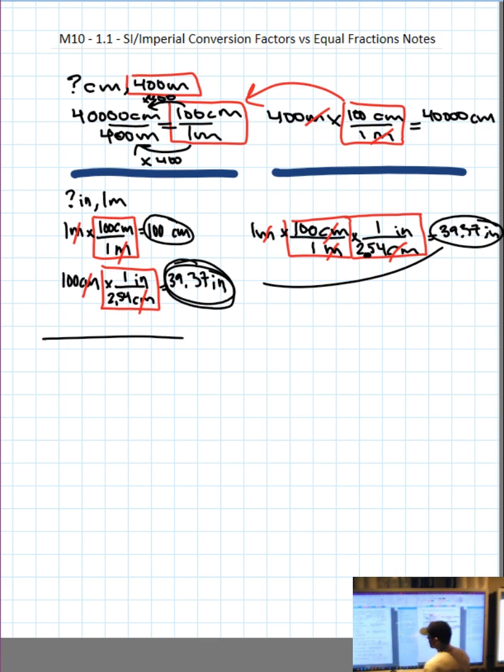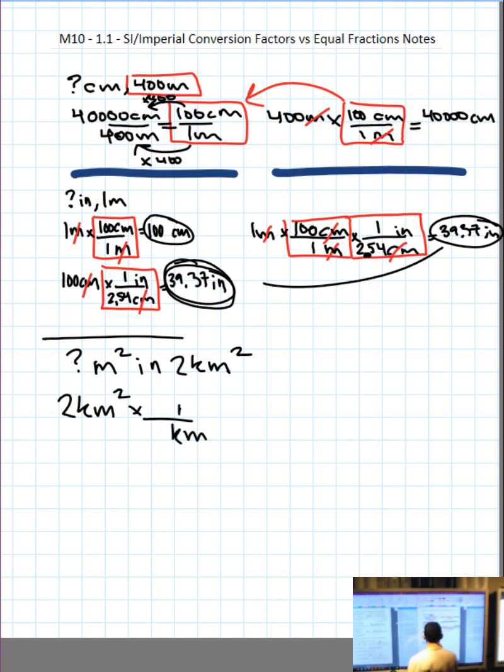Okay, next section. How many meters squared in 2 kilometers squared? Well, we have our given 2 kilometers squared. We need to times it by a conversion factor. We're going to get rid of kilometers. We need meters on the top. Kilo is 1,000. There's 1,000 meters in 1 kilometer.